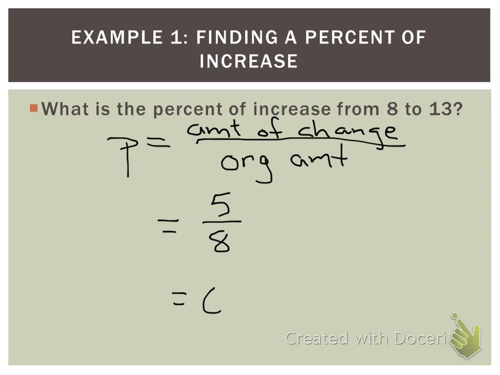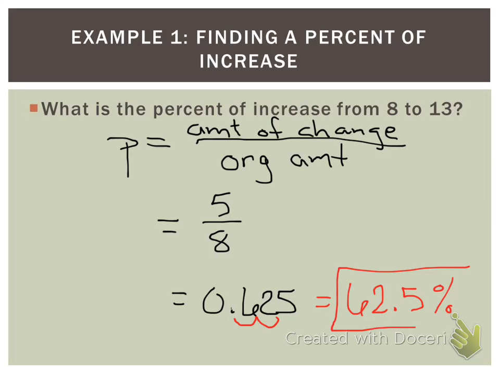It's 0.625. But can I just tack a percentage onto the end and say, okay, 0.625%? No, I can't. I need to convert the decimal to a percentage. I do that by moving my decimal right 2 places, and I always do that. And my answer is 62.5%. And you can leave it like this unless I ask you to round it. Okay? So that's the percent of increase. From 8 to 13, it's increasing by 62.5%.